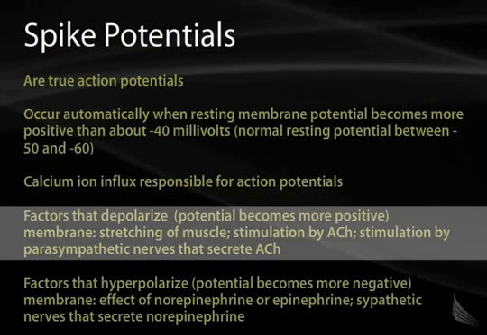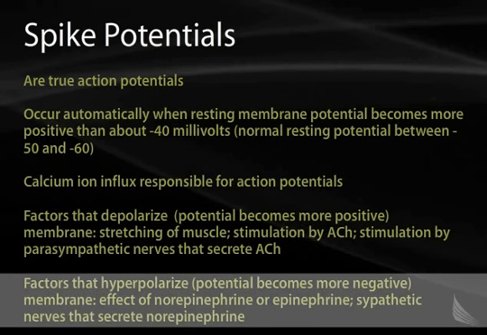Stretching of muscle, stimulation by acetylcholine, and stimulation by parasympathetic nerve fibers that secrete acetylcholine result in depolarization and the generation of an action potential. This also helps to explain why the parasympathetic nervous system is associated with increased intestinal smooth muscle activity. Factors that cause hyperpolarization are norepinephrine or epinephrine, and sympathetic nerves that secrete norepinephrine, again outlining why the sympathetic nerve fibers are associated with decreased activity.